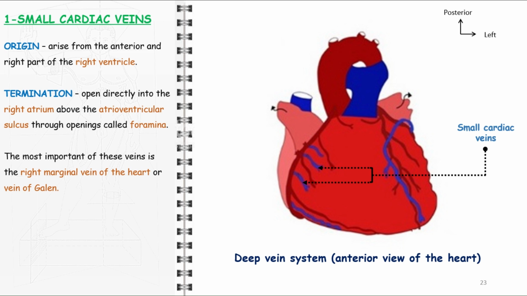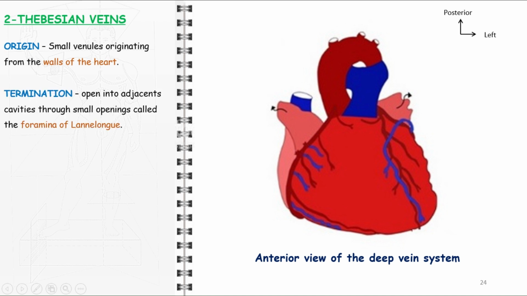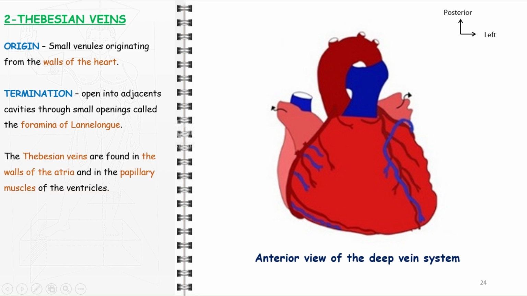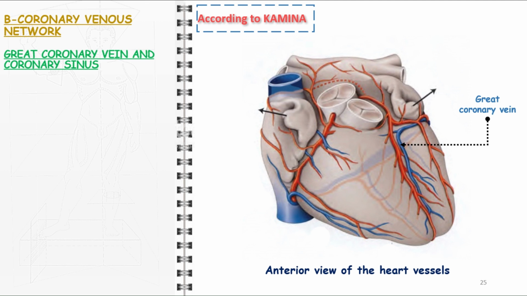Whilst the Thebasian veins is a name given to small venules that originate from the walls of the heart. They open into adjacent cavities through small openings or foramina of Lanelong. The Thebasian veins are found in the walls of the atria and in the papillary muscles of the ventricles. The coronary venous network is made of the great coronary vein and the coronary sinus.